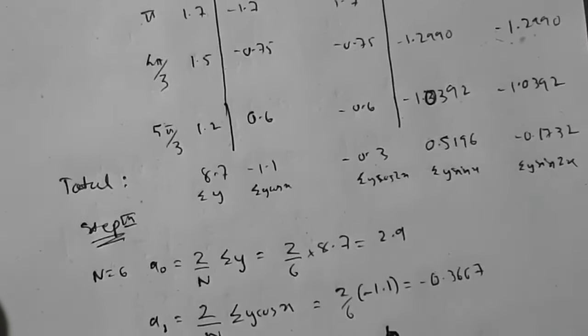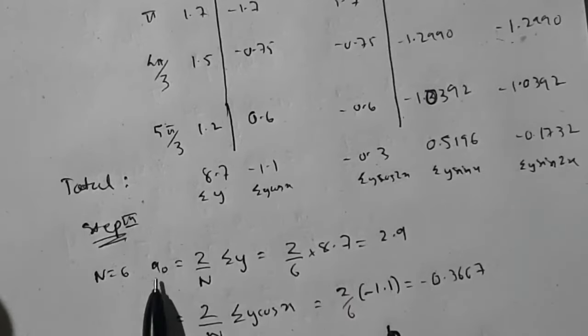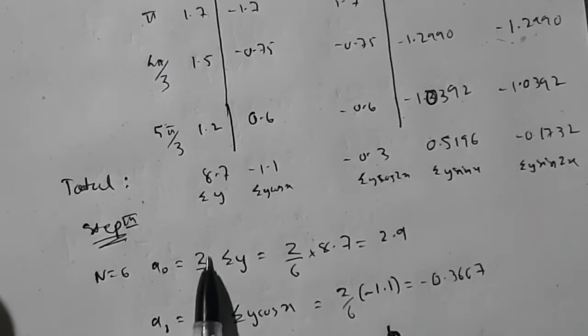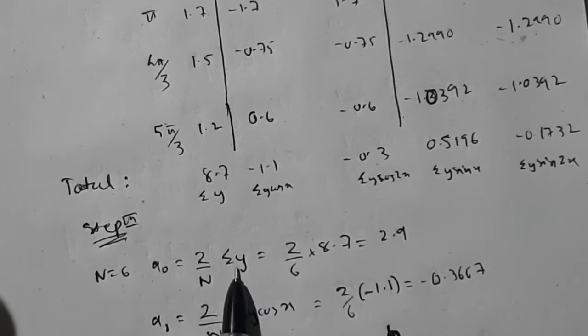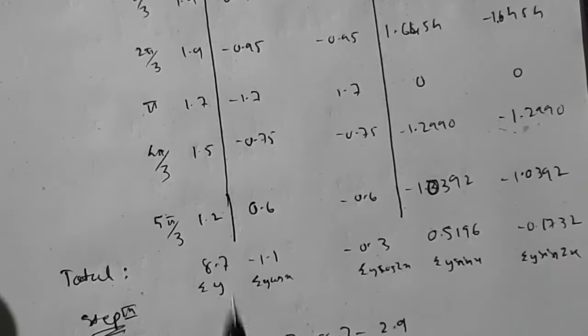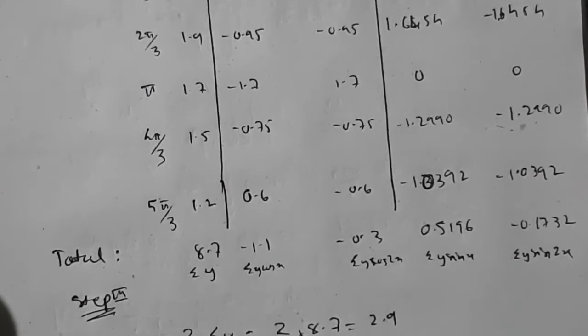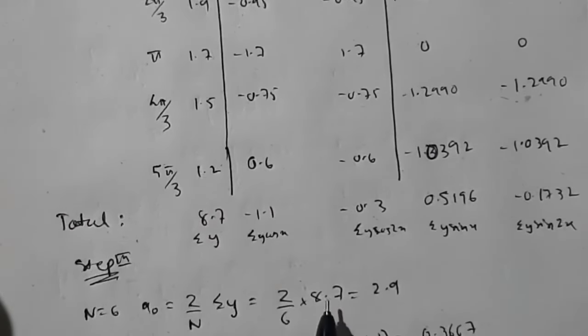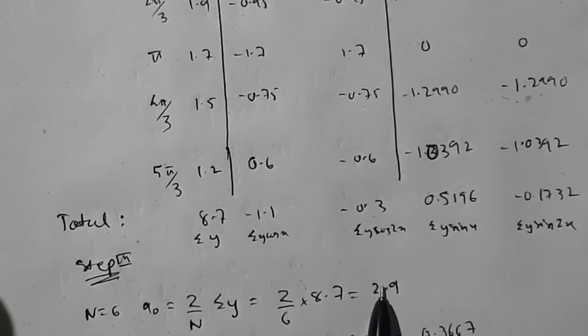So you have to calculate n value. N will be 6. Then a naught, that's the formula, 2 by n sigma y. What is sigma y? The sum you calculated, right? This is sigma y. Then you will substitute sigma y here, that is 8.7, right? So I substituted 8.7 here and you will get the answer as 2.9.